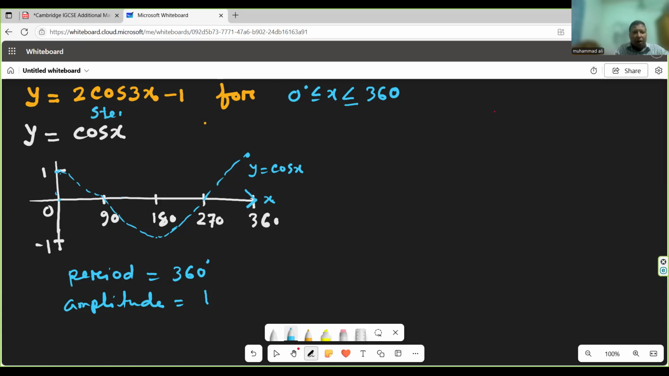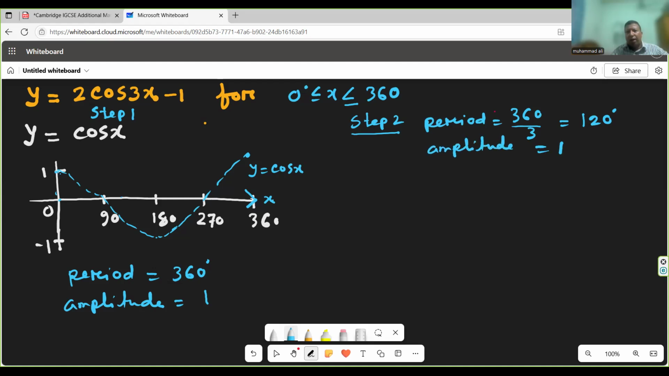Now step 2. If you want to sketch cos 3x, we know that the period will be 360 degrees divided by 3. So the period will be 120 degrees, and obviously the amplitude will be 1.